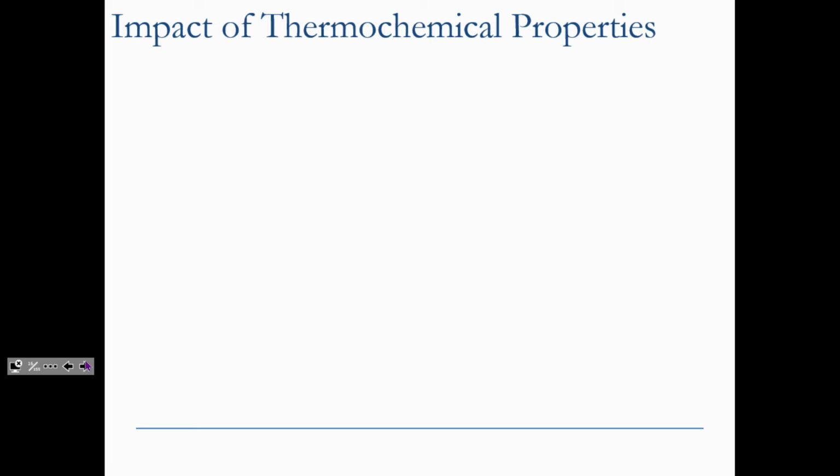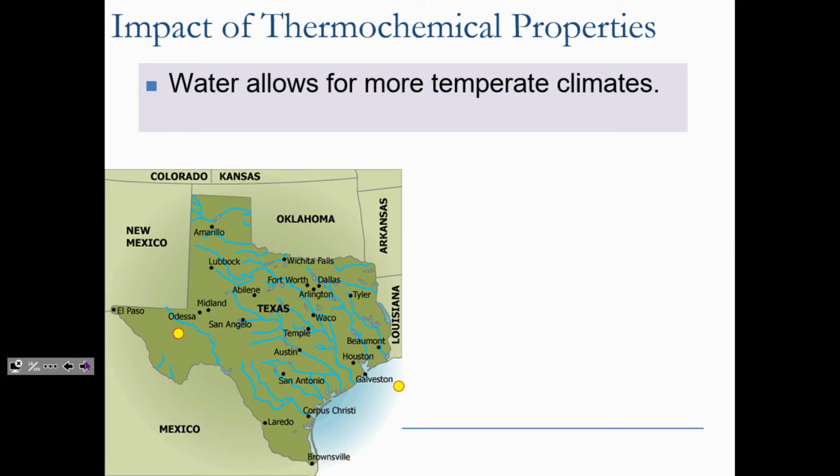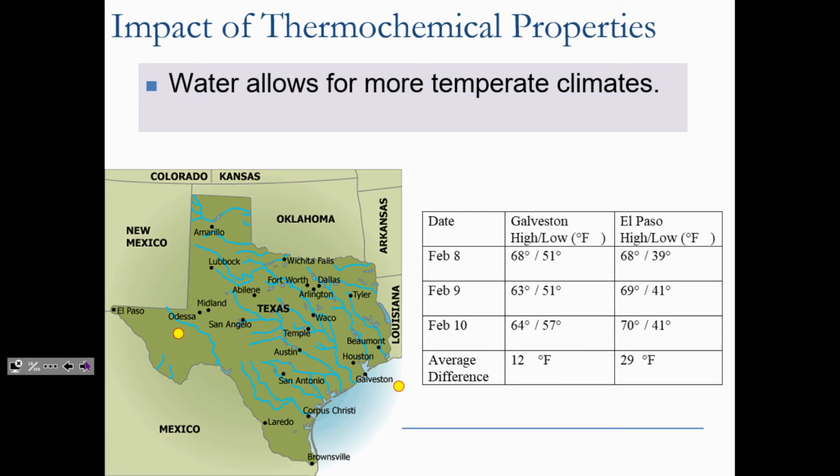So how does water impact the climate? Water allows for more temperate, or what we call moderate, climates. So here's a map of Texas. Got a bunch of cities there. And we have a chart that looks at the high and low temperatures for different places, Galveston and El Paso, at different times in the month of February.